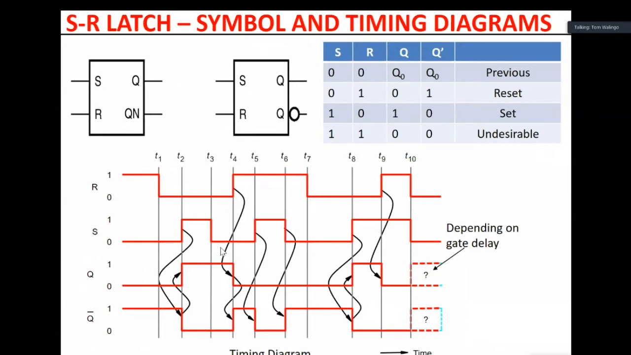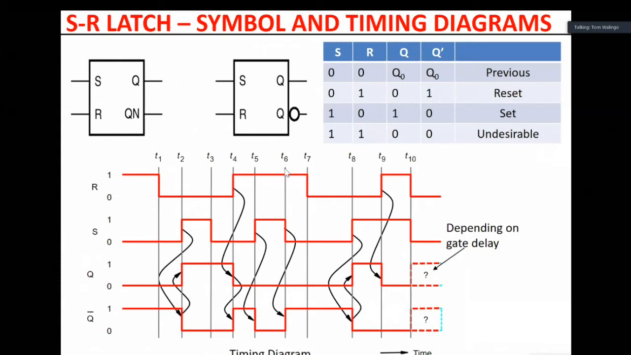T3 to T4, they are both 0, 0, so it is in memory. 0, 0, it is in memory. Whatever was here will remain, whatever was here will remain. T4 to T5, set is 0, reset is active, which is 1, so it will be reset. So that goes to 0, the complement goes to 1.